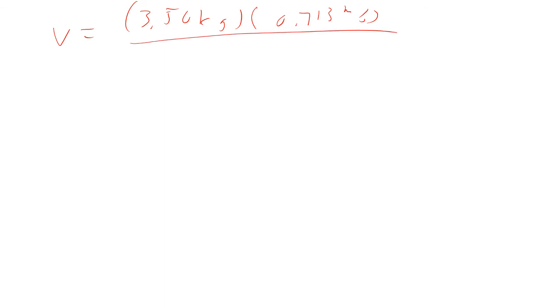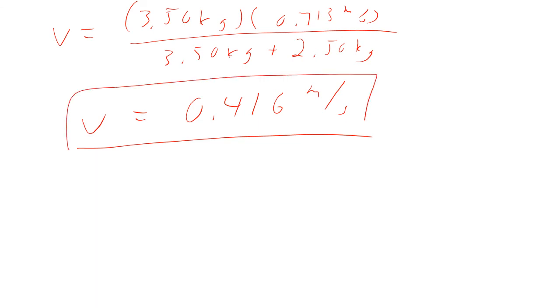And so the final velocity is mass of the cat, 3.5 kilograms, times the velocity that we had for the cat, 0.713 meters per second, and then you divide by 3.5 kilograms plus 2.5 kilograms. So the final velocity of the cart is going to be 0.416 meters per second.